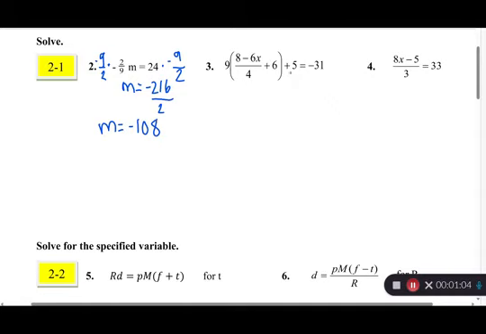Number 3 is going to be a lot of working backwards to try to get back to that x. So we're going to start by getting rid of this 5 because it's not connected to the parentheses, kind of working backwards. And it's negative 36. And we have all this right here. We're going to work backwards from this, so we're going to get rid of the 9 next. Just divide that whole thing by 9.